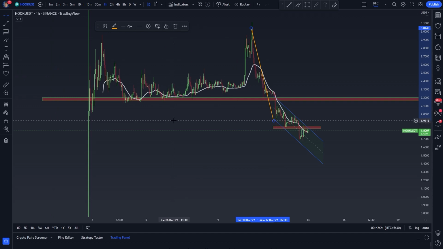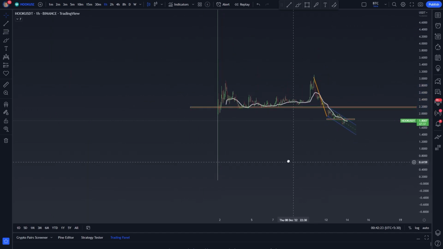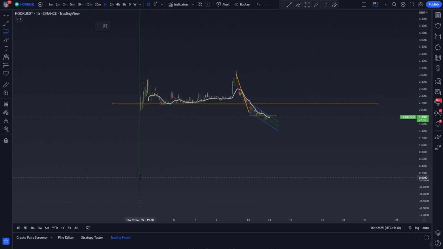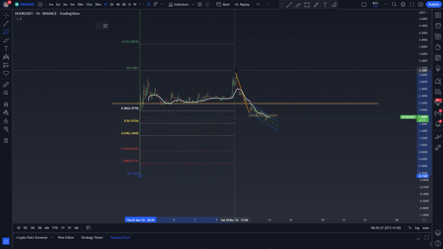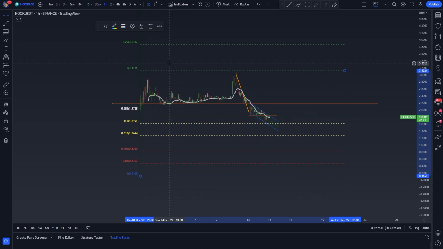What else do we see here? We could add a fib. So I'm just gonna take the fib to the recent high because this pump wick is not valid. So we do see another support level below the 0.5 and the 0.618.